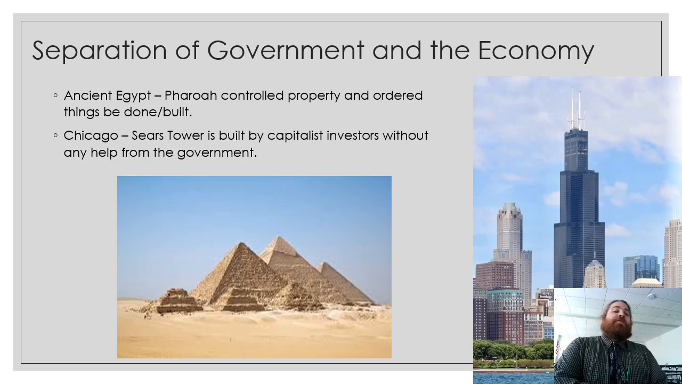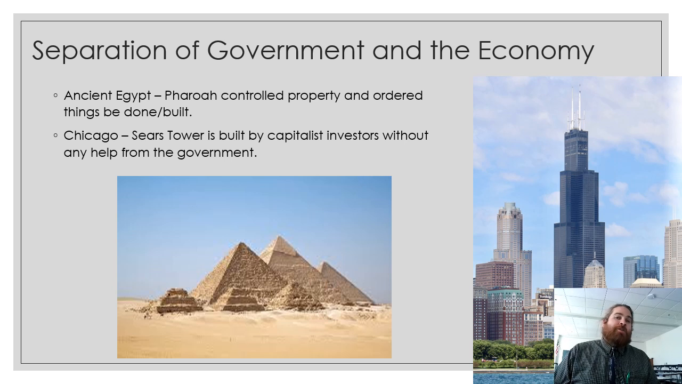So the last key characteristic of American capitalism is going to be this: the separation of the government and the economy. And the best way to think about this is just thinking about who owns stuff. If we think about two marvels of the world, the Sears Tower, I guess it's Willis Tower now, and the pyramids. In ancient Egypt, the pharaoh controlled property, forced everybody to work, and built the pyramid as a part of the government, pretty much.